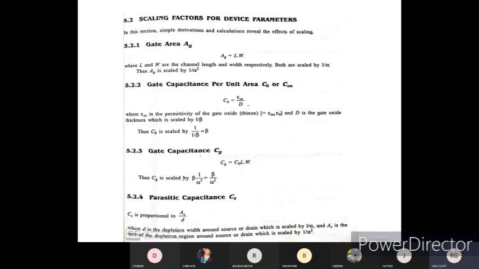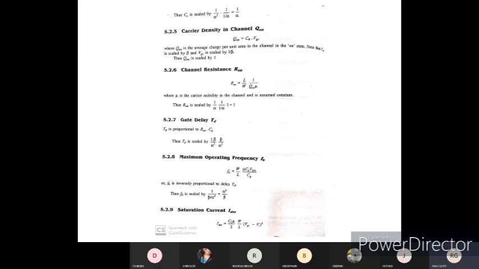Similarly the parasitic capacitance will be represented as Cx, which is nothing but Ax divided by D, where D is the depletion region around the source and drain, and Ax is the area of the depletion region around the source and drain. Since the area, as I told, is 1 by alpha square, and the distance is 1 by alpha, if I do 1 by alpha square into 1 by alpha, the answer is 1 by alpha. That is the parasitic capacitance, which will exhibit a scaling factor effect of 1 by alpha.